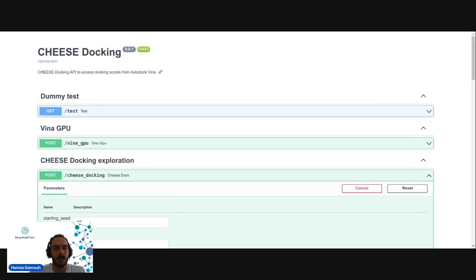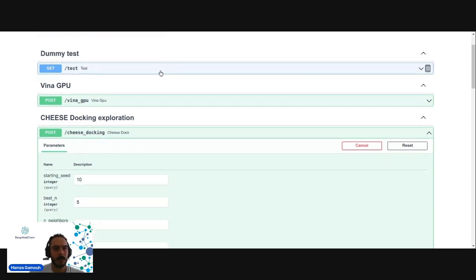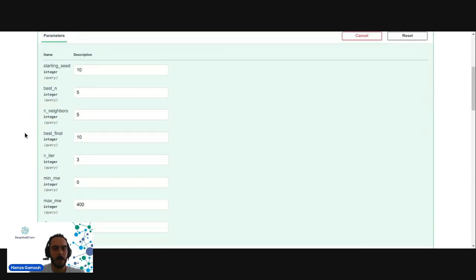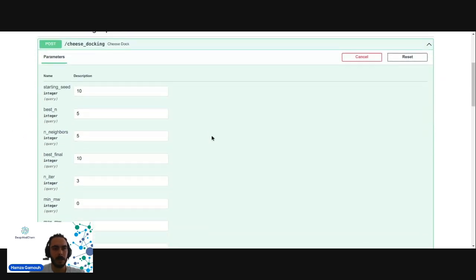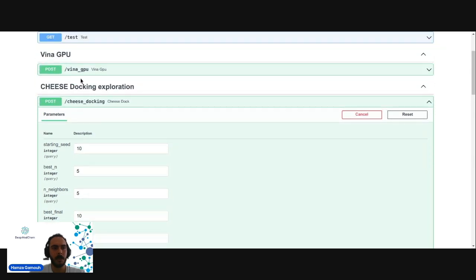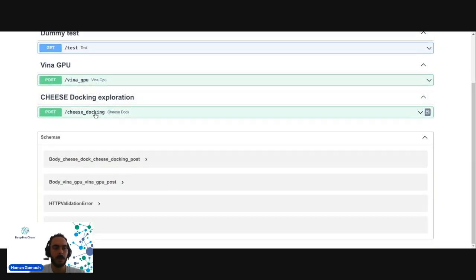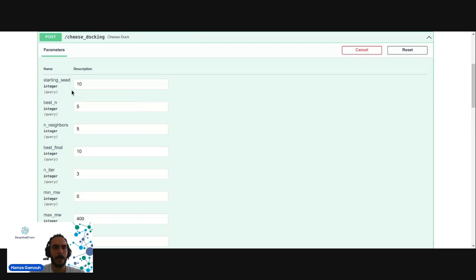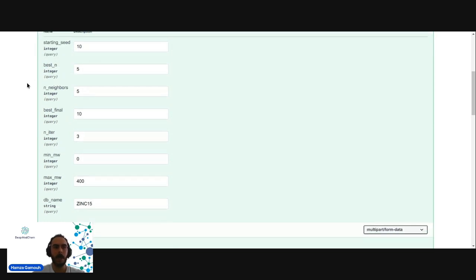Now we have this cheese token API. Currently it's available just internally, but we will release it soon. Here are the parameters that are needed for the exploration. We will go to cheese token exploration. For the parameters, we have the initial seed of molecules, which are the centroid molecules that I talked about. And the best N is the number of best molecules that need to be selected after the docking.